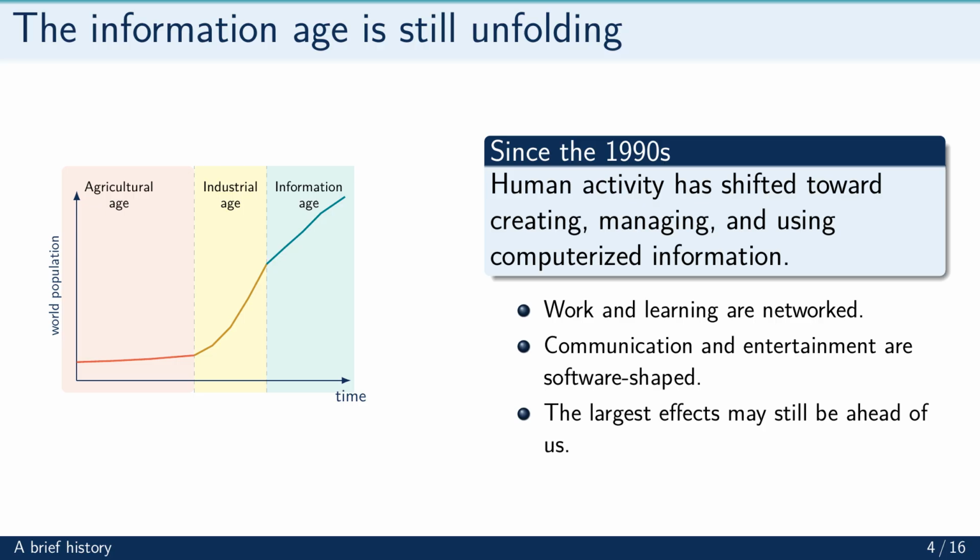The graphic uses a rising population curve to emphasize that social change accelerates after industrialization and continues into the information age. This does not mean that every change is automatically positive or that technology determines our future by itself. It means that computing has become a major environment for work, learning, communication, and entertainment. Since the 1990s, networked information has changed everyday behavior, and the full consequences of that change are still being worked out.